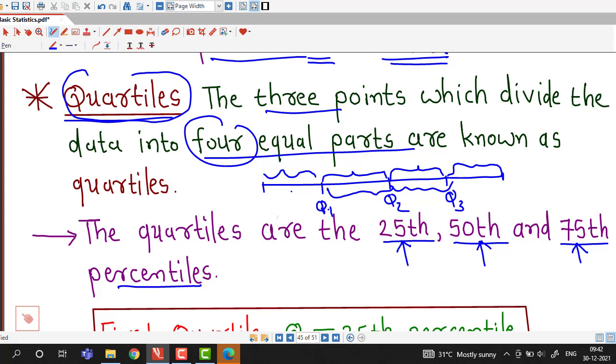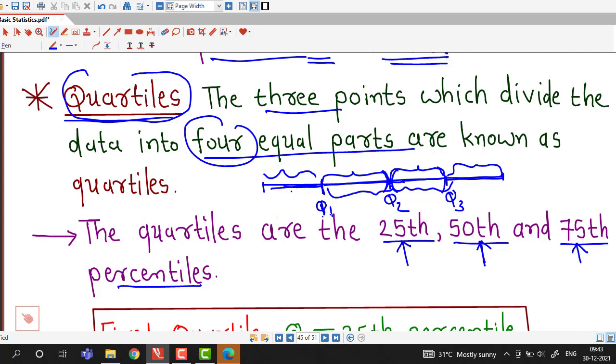So this Q1 is the 25th percentile. So 25% of observations are less than Q1 and 75% of observations are greater than Q1. Similarly, Q2 is the 50th percentile. So 50% of observations are less than Q2 and 50% of observations are greater than Q2. Q3 is the 75th percentile. So 75% of observations are less than Q3 and 25% of observations are greater than Q3.